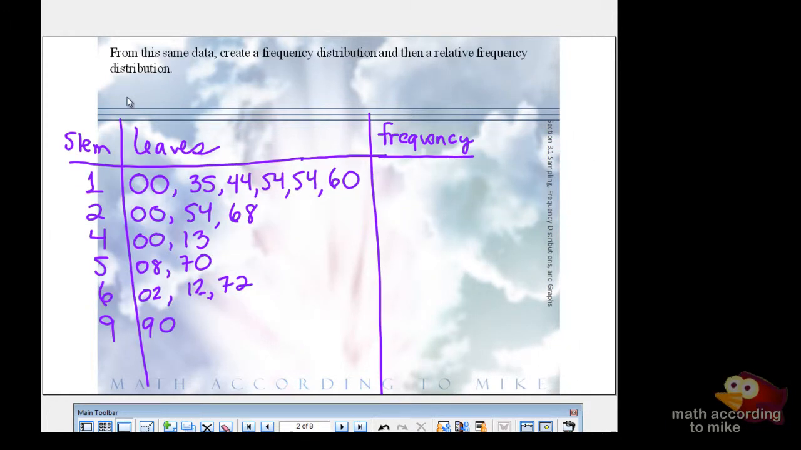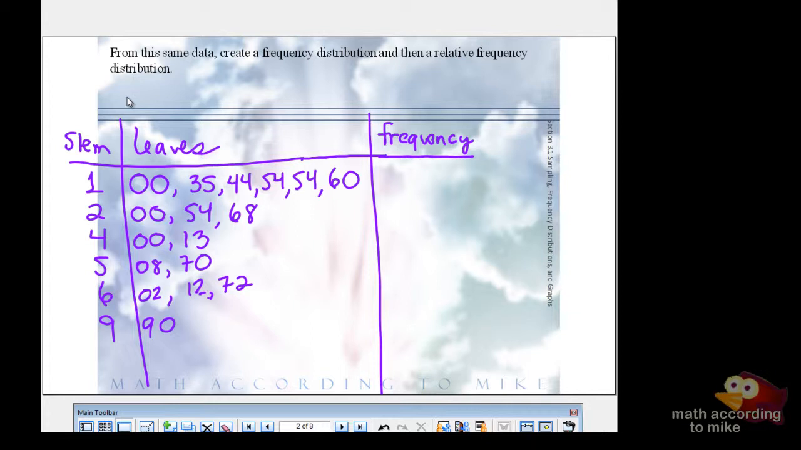So what just happened is each row of our stem and leaf graph defines a class. The first row defines everything from 1.00 to 1.99. The second row defines everything from 2.00 to 2.99. And we keep going. So technically we have 9 classes, but we don't have any data for 3, 7, and 8.